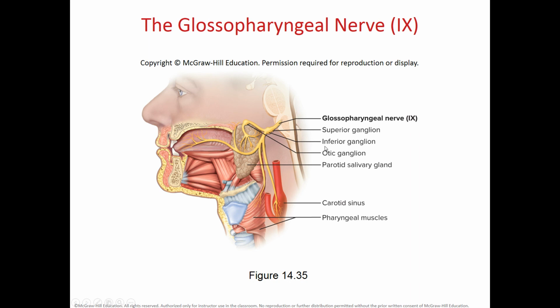Glossopharyngeal, cranial nerve number 9. It innervates the posterior third of the tongue and also innervates muscles of the pharynx like the pharyngeal constrictors. It also receives signals from the carotid sinus and innervates the parotid gland, the largest gland in our oral cavity.